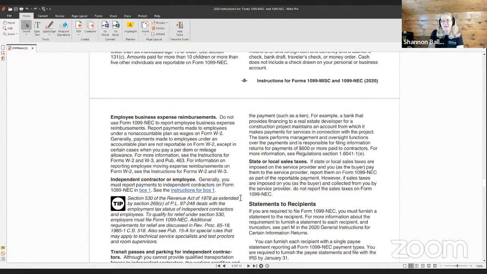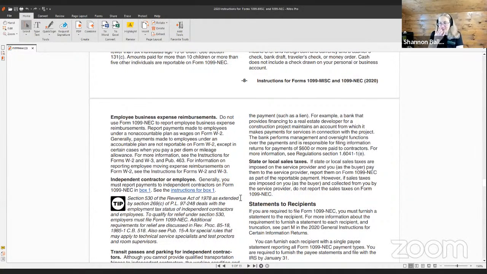For example, a bank that provides financing to a real estate developer for a construction project maintains an account for which it makes payments for services in connection with the project. The bank performs management and oversight functions of the payments and is responsible for filing information returns for payments of $600 or more paid to contractors.